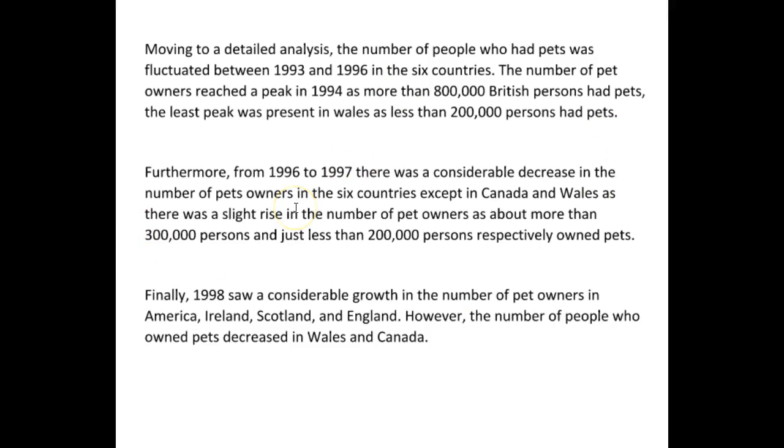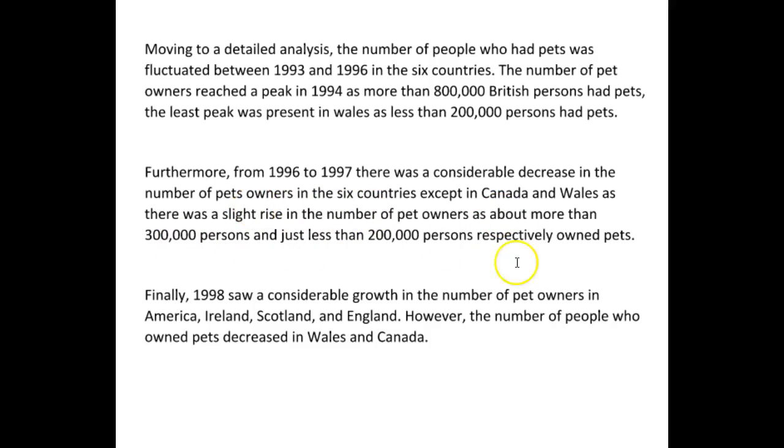Furthermore, from 96 to 97, there was a considerable decrease in the number of pet owners in all 6 countries except Canada and Wales. Actually, yeah. So this is clumsy. It's only good to say in the entire group except if it's just one. Because this is a third of the entire group. This is 33% of the entire group. So you can't say in 6 countries except 33% of them. It doesn't quite work. So you could say, except in Canada and Wales, there was a considerable decrease in the other 4 countries between 96 and 97.